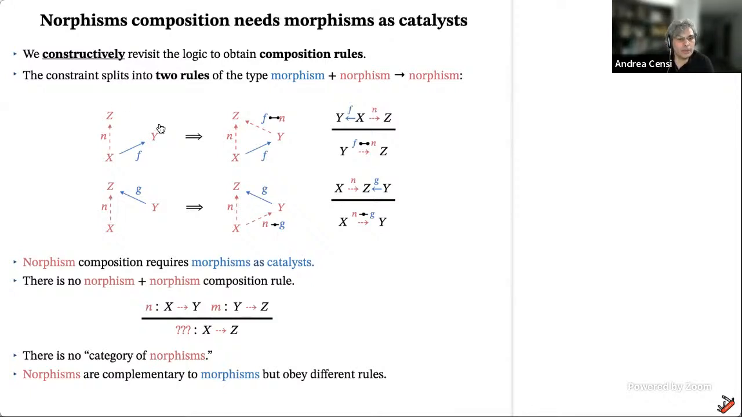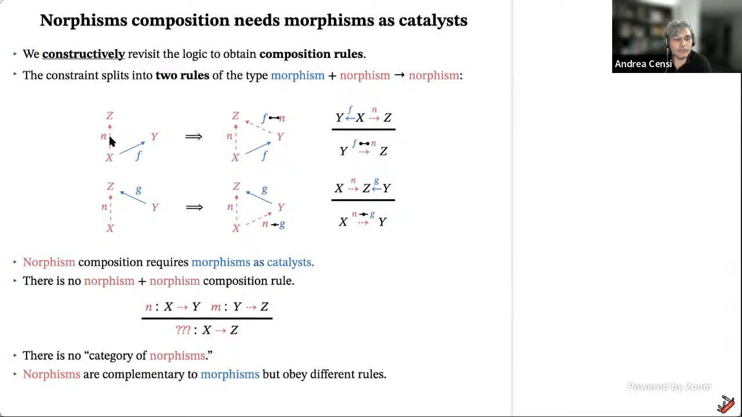So let's look at this diagram. Suppose that you have a morphism from X to Y, F, and a norphism from X to Z. Now, apologies for the red here. There should be black. The object should be black. So what you can infer from this is that there is a norphism from Y to Z. Why? Well, because if there was a morphism here, then you would have a morphism from here to here, which would negate this norphism. So this is one way to compose this norphism, and then there's the symmetric way.